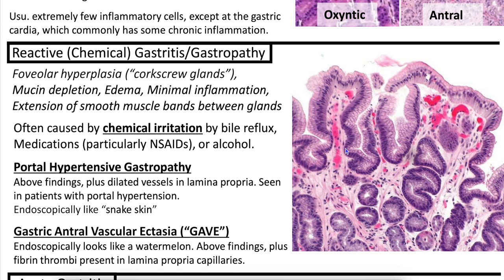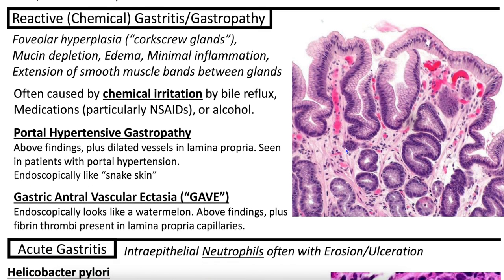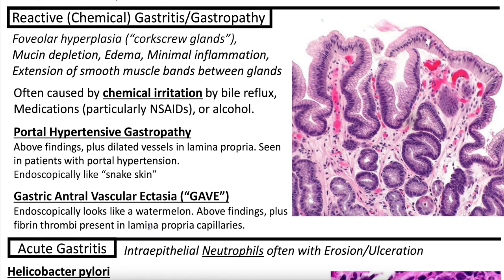Other causes of reactive gastritis include portal hypertensive gastropathy. You'll have the above findings plus dilated vessels in the lamina propria. It's seen in patients with portal hypertension, and endoscopically it looks like snake skin. GAVE, or gastric antral vascular ectasia. This is seen in the antrum, as you can tell by its name. And endoscopically, it looks like a watermelon, and you'll have the above findings plus fibrin thrombi present in the lamina propria capillaries.